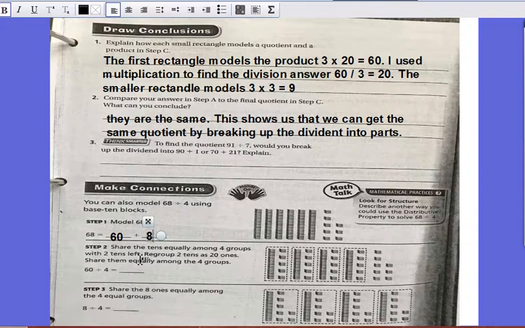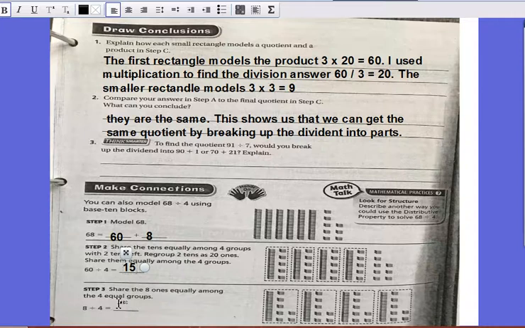Step 2. Share the tens equally among 4 groups with 2 tens left. Regroup 2 tens as 20 ones. Share them equally among the 4 groups. So now we have 10, and then we have 1, 2, 3, 4, 5. You had to do that in order. You tried to make as many equal groups as you could, and then we had some left over. So 60 divided by 4 is 15.